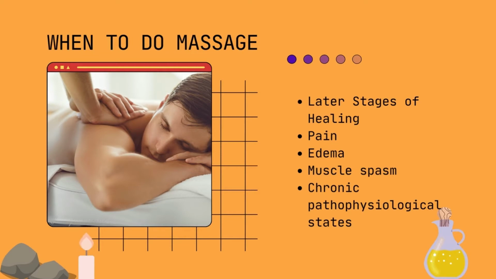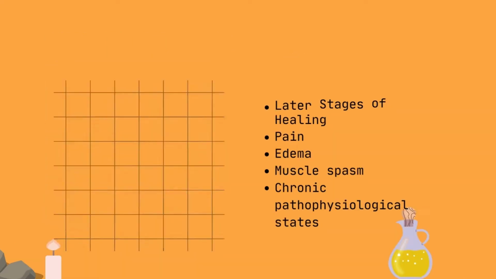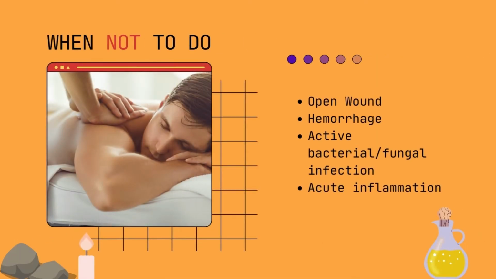A massage is done for people in the later stage of healing, with chronic pathophysiological states, and also if pain, edema, and muscle spasm are present. When an open wound, hemorrhage, active bacterial or fungal infection, and acute inflammation are present, massage should not be done.